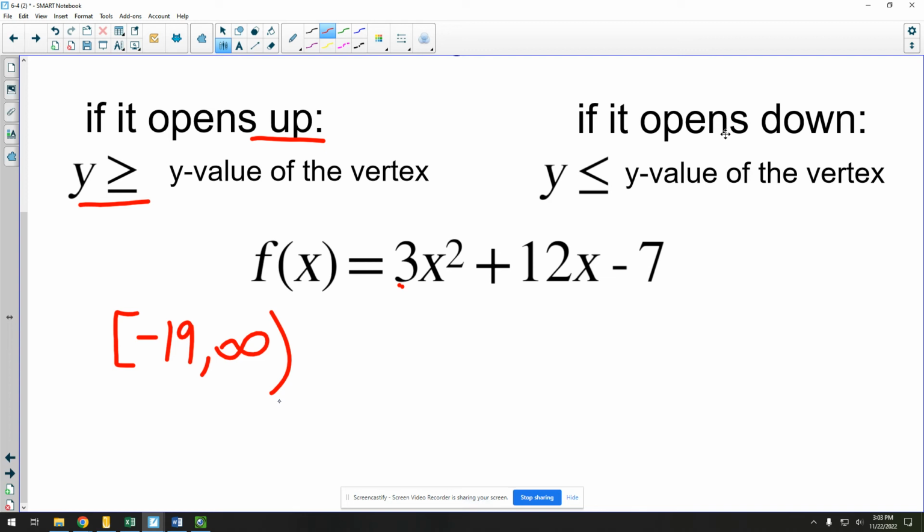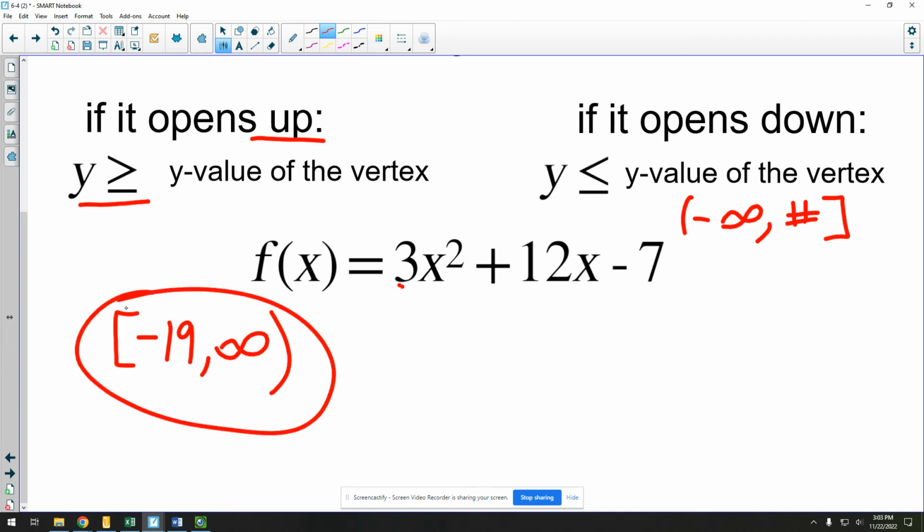If your graph opened down, it's still the y value of your vertex, but you're going in a downward direction. So your interval notation would look something more like parenthesis negative infinity until some value with a bracket. And that number is still the y value of your vertex. But our answer to our function is that interval notation.